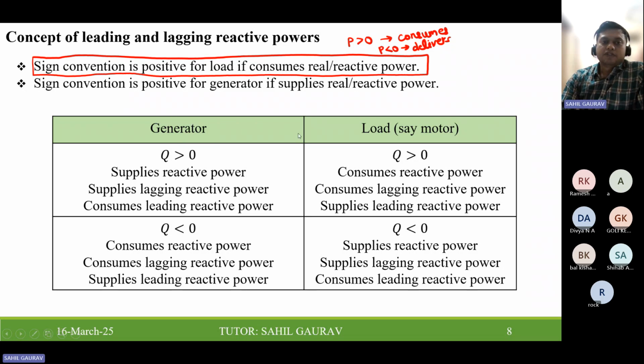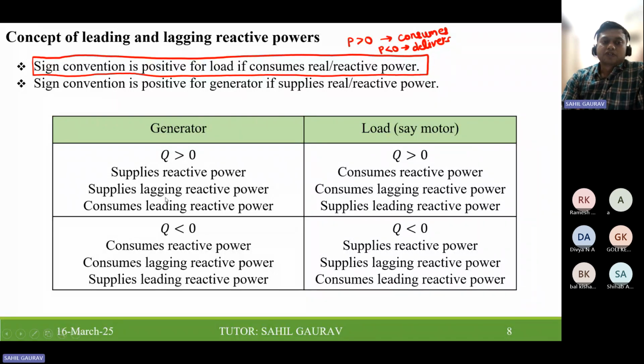And from this table, you can see that for the generator, if Q is positive, that means it supplies reactive power. You can also say that it supplies lagging reactive power, and vice versa. In other words, you can also say that it consumes leading reactive power. And if Q is negative, that means it consumes reactive power. You can also say that it consumes lagging reactive power, and that it supplies leading reactive power.